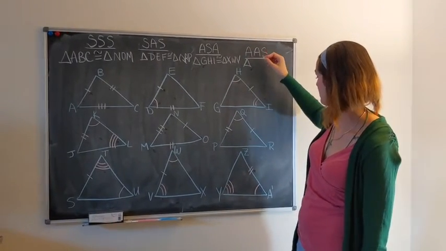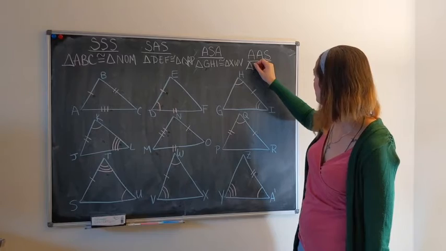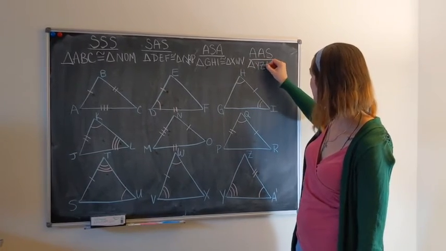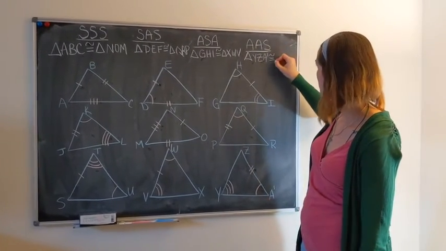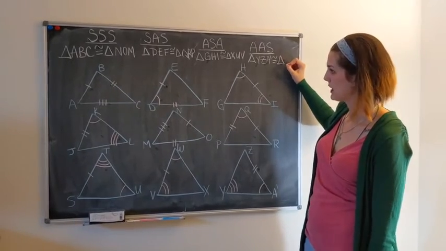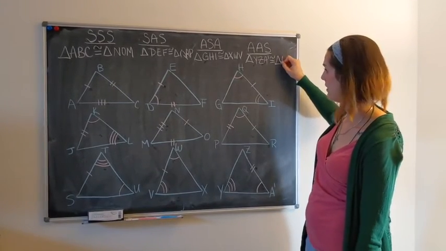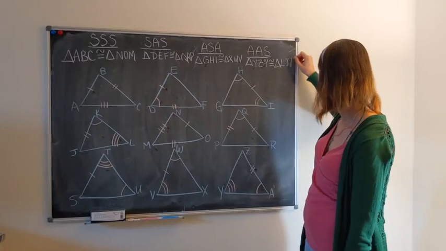and that then allows me to write my congruence statement for triangle YZA' being congruent to triangle LJK.